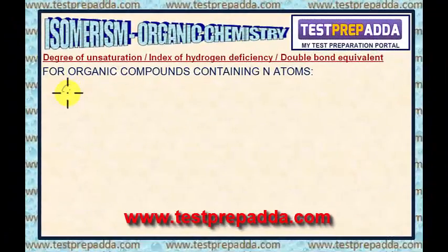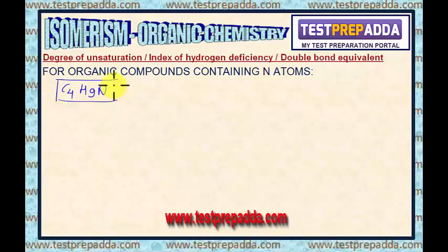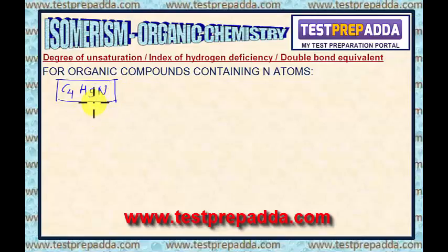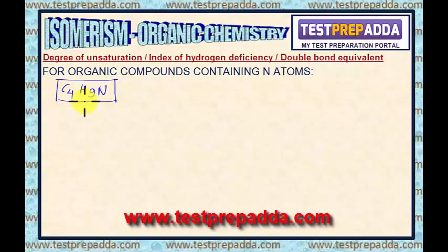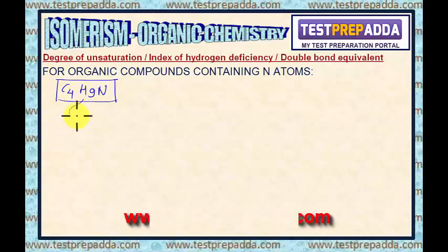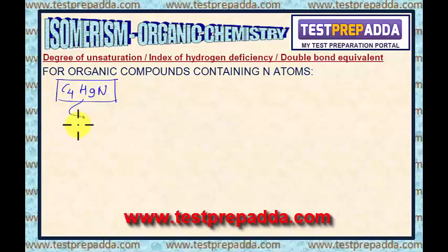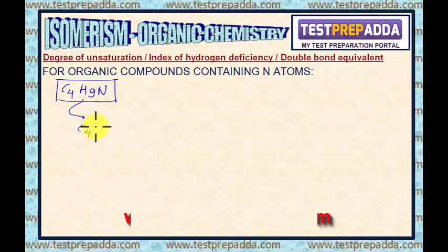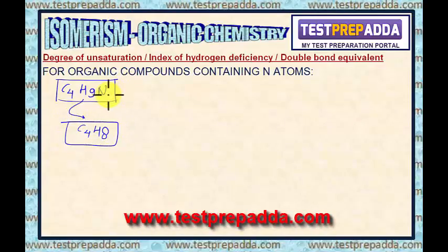Consider an example, C4H9N. This compound has heteroatom nitrogen. Nitrogen is trivalent. If we want to find degree of unsaturation for this compound, we will remove one nitrogen and one hydrogen, and we will write the corresponding hydrocarbon, C4H8.